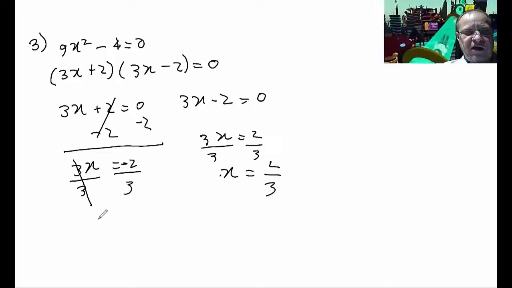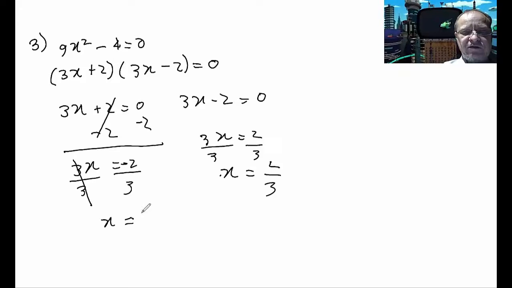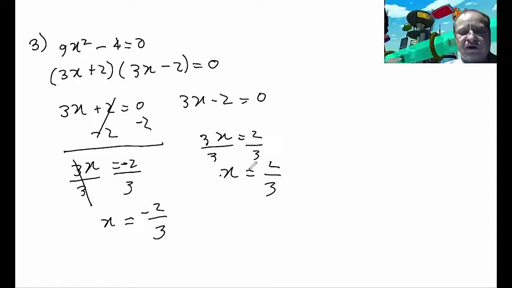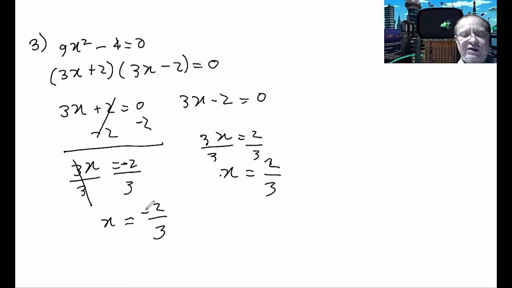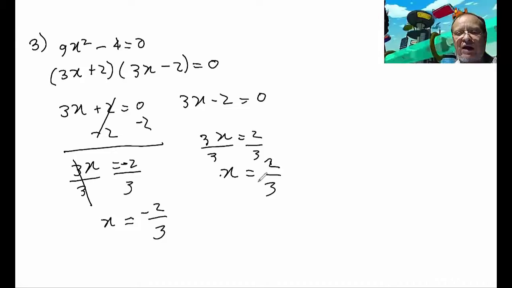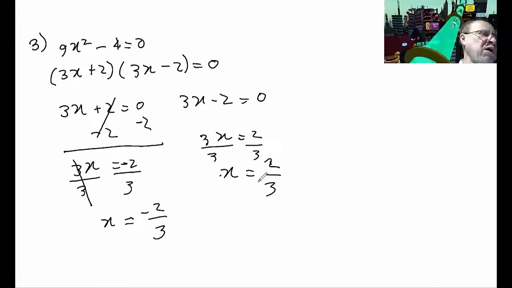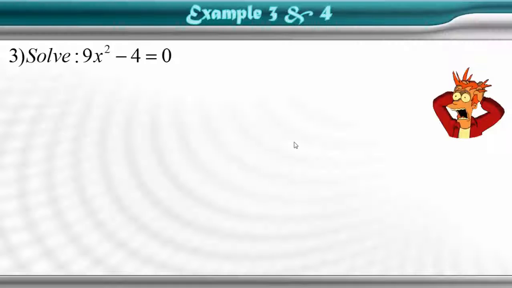Two over 3, and here we have x is equal to negative 2 over 3. So here are two answers. One of them is negative 2 over 3, and the other one is positive 2 over 3.